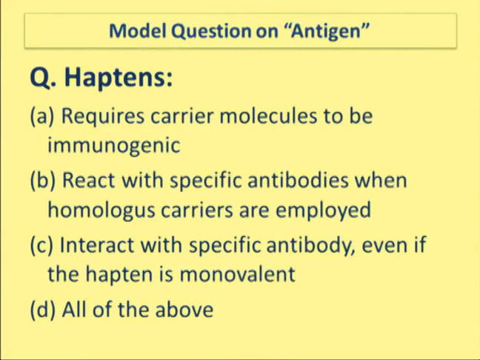Similarly, there is a specific question on haptens. Haptens require carrier molecules to be immunogenic, react with specific antibodies when homologous carriers are employed, and interact with a specific antibody even if the hapten is monovalent. The first part we have already discussed: they require carrier molecules to be immunogenic. Otherwise, by themselves, they cannot evoke the immune response.